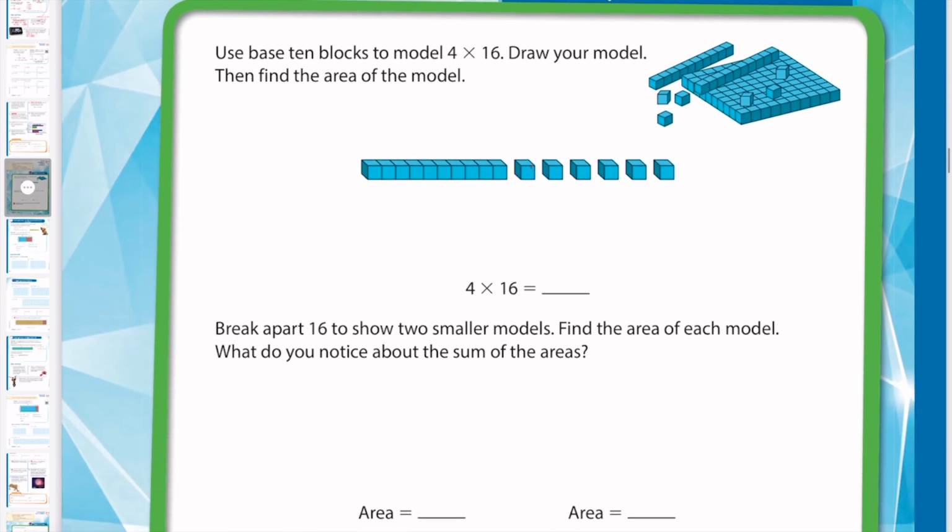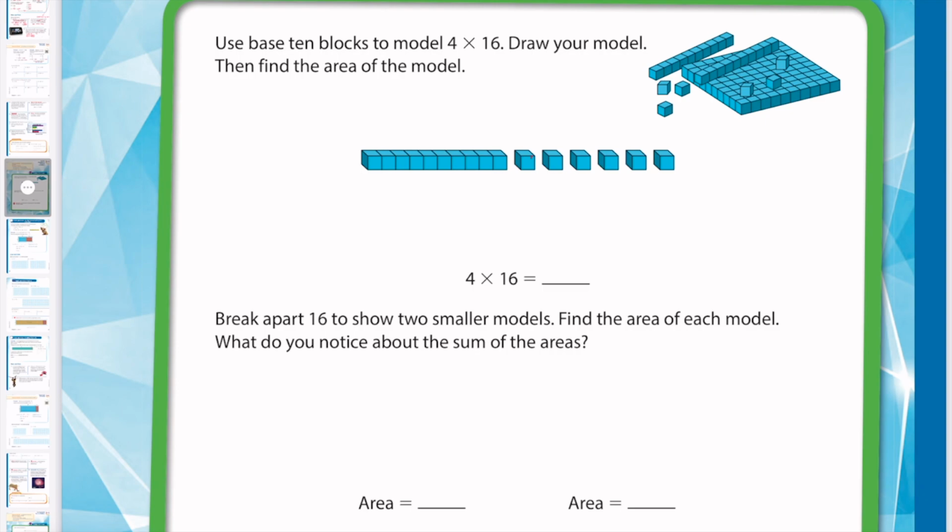Now use base 10 blocks to model 4 times 16. Draw your model, then find the area of the model. Since they gave us this block, we use the base 10 blocks to model it. Look at this. This long stick means what? Yes, 10. And then I'm going to put 1, 2, 3, 4, 5, 6, since we have 10 plus 6, 16 in each row.